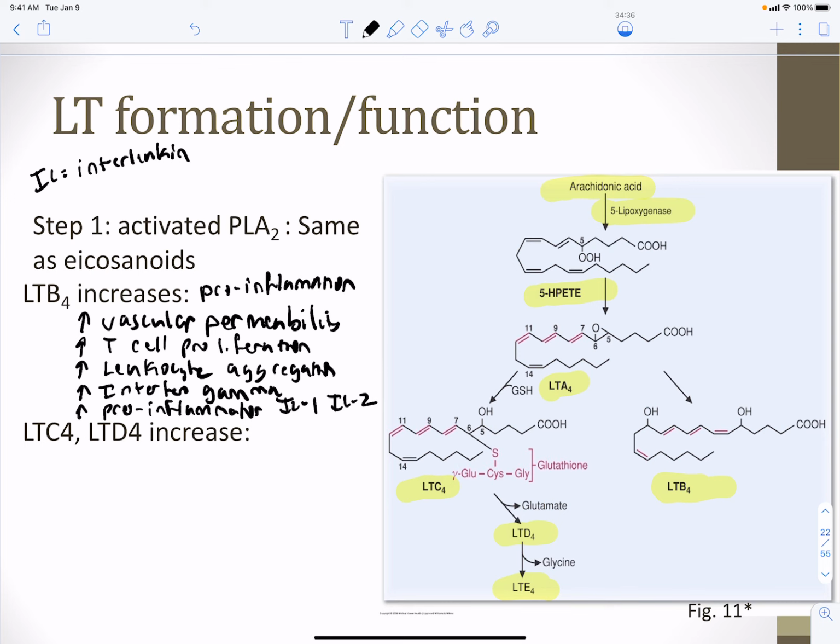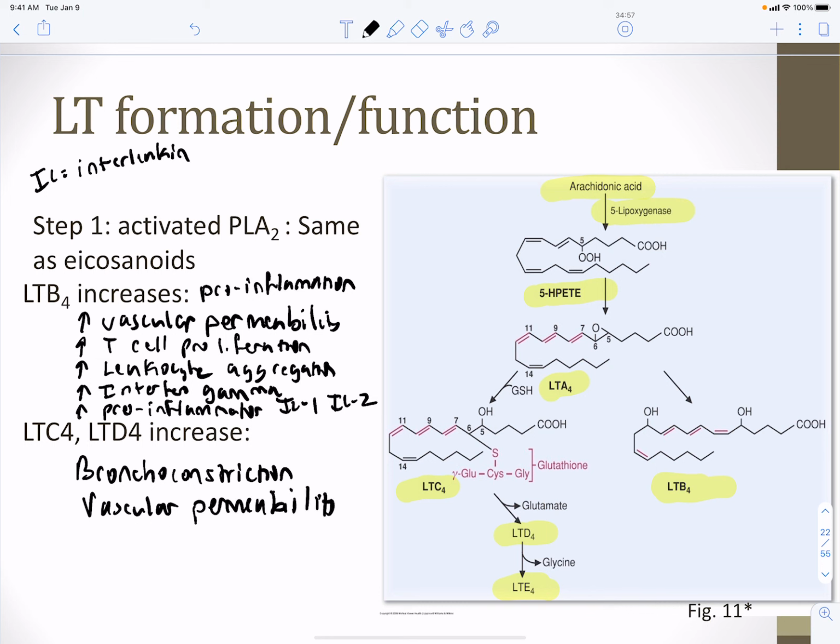Now your leukotriene C4 and D4 will also be bronchoconstrictive. They are going to increase vascular permeability and increase interferon gamma. And so they are also going to be pro-inflammatory.